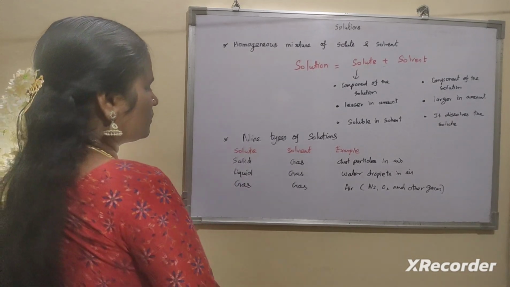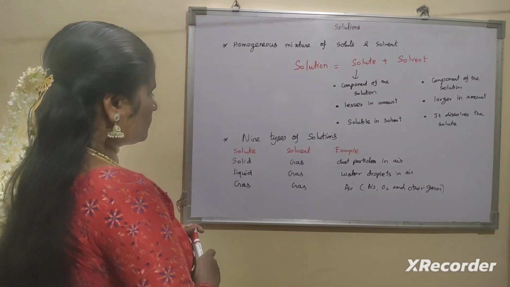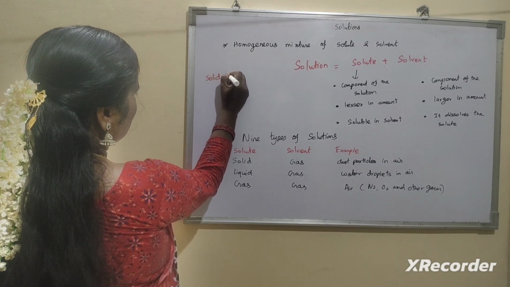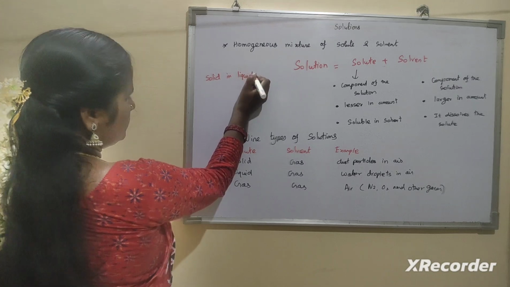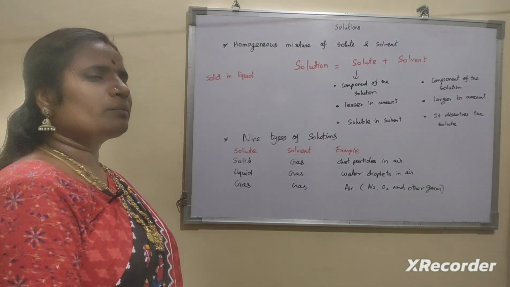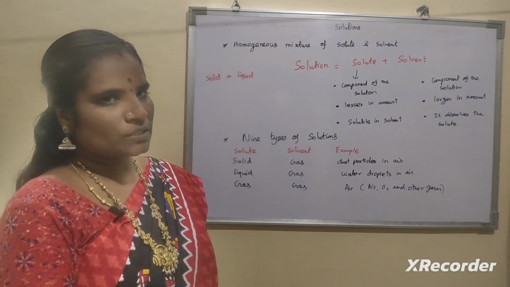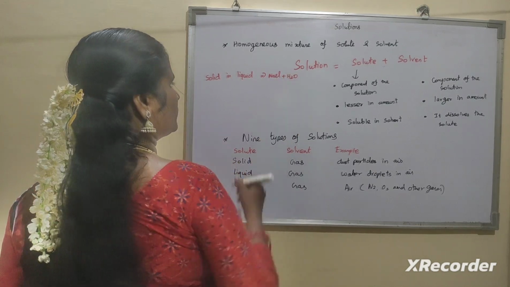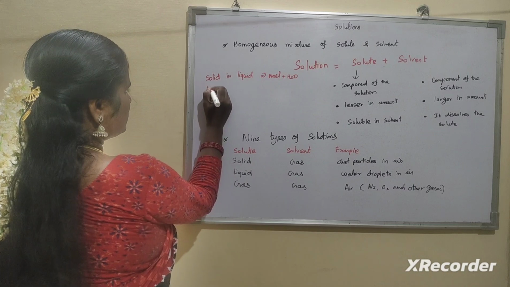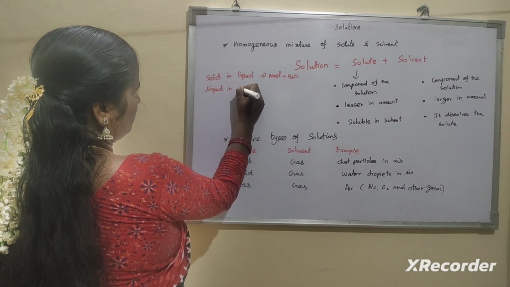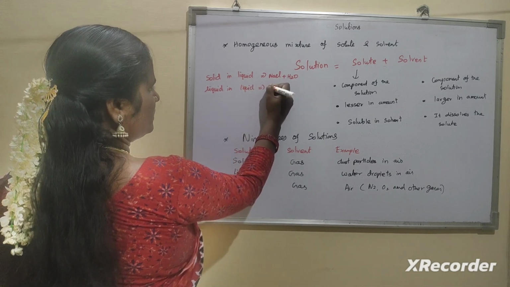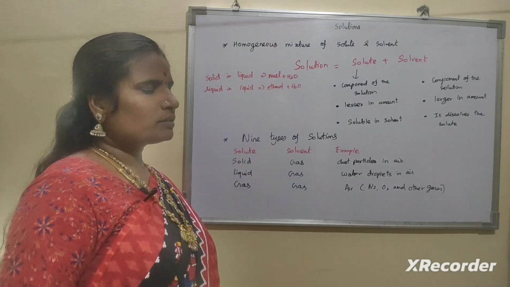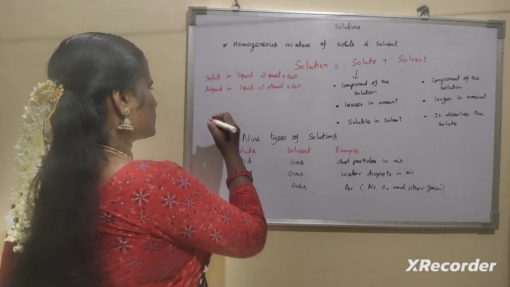For example, solid in liquid is sodium chloride in water. We take sodium chloride as a solid, NaCl plus water. Water is the solvent, NaCl is the solute. The second one is liquid in liquid, for example ethanol plus water. Ethanol is the solute, which is also in the liquid state, and water is also in the liquid state.